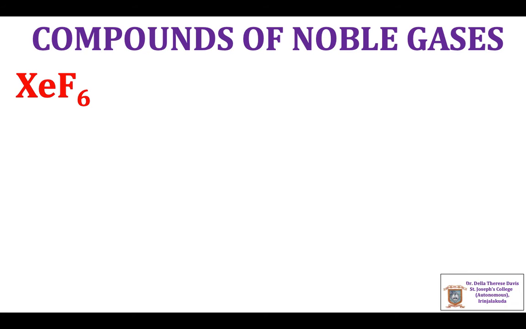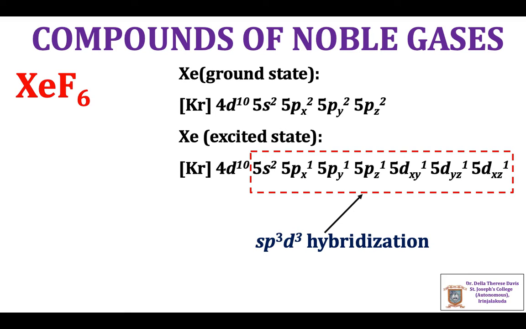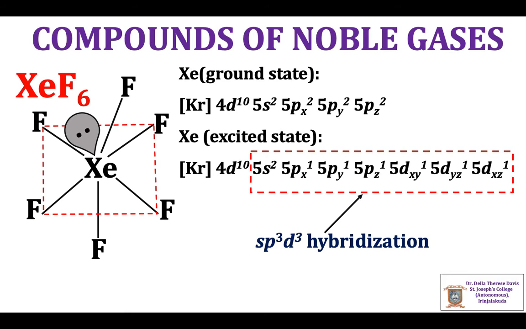In Xenon Hexafluoride, the excited state of xenon is as shown here. 3 electrons from the p orbitals get excited to 3 different d orbitals. And xenon undergoes sp3d3 hybridization to form 7 hybridized orbitals. One hybridized orbital contains the lone pair and the other 6 are used for bonding with fluorine atoms.